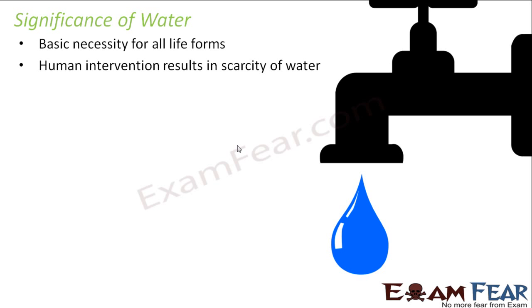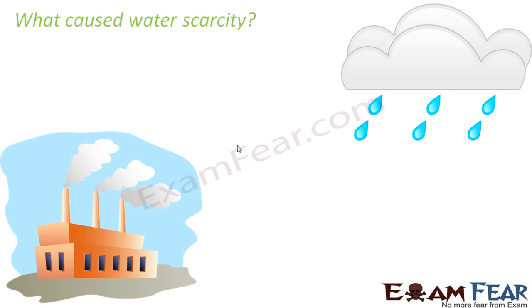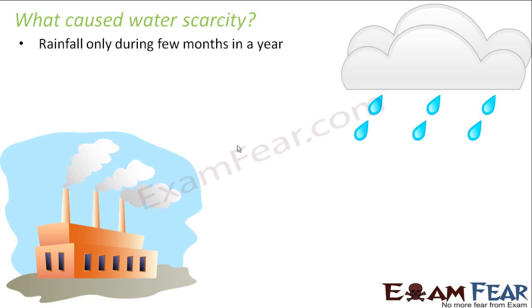As I mentioned before also, the resources are limited. So we should make sure that we do not get rid of them so soon that we do not get them at all in future. So what causes water scarcity? Rainfall only during a few months in a year, because most of the water which we get comes from rainfall, right? Rainfall doesn't happen throughout the year. You get huge rainfall only during the rainy season, and the rainy season is only during a portion of the year.